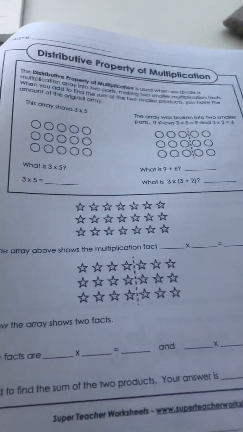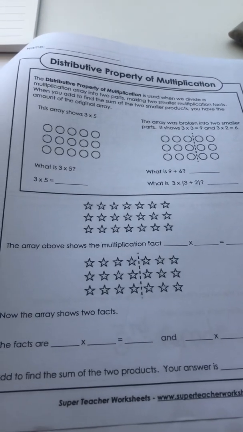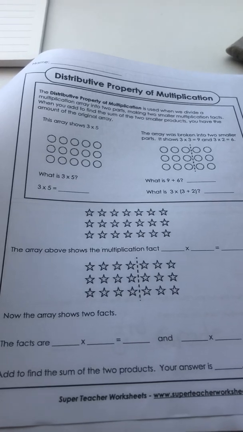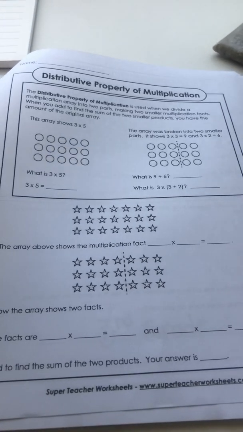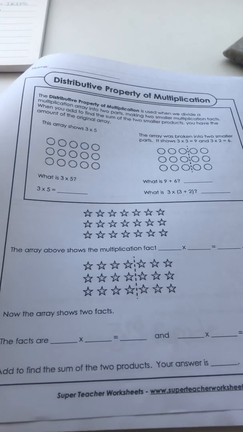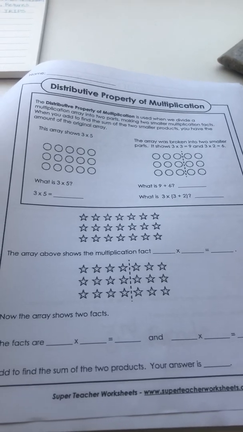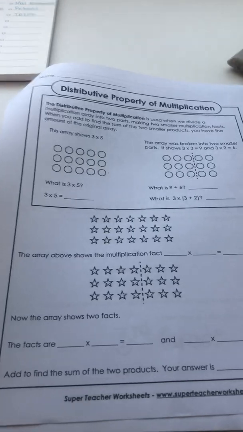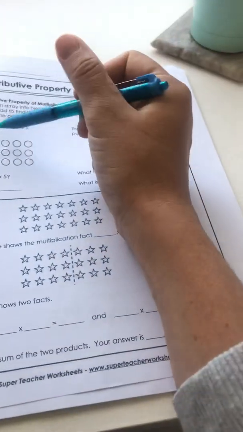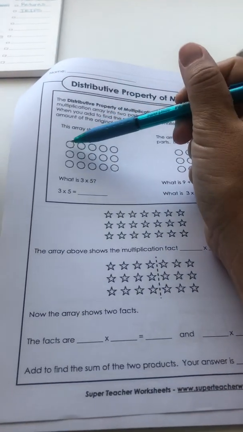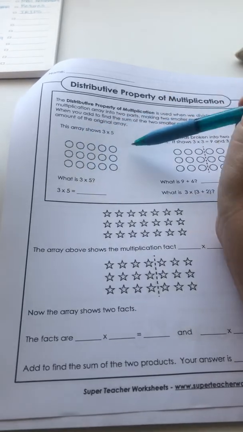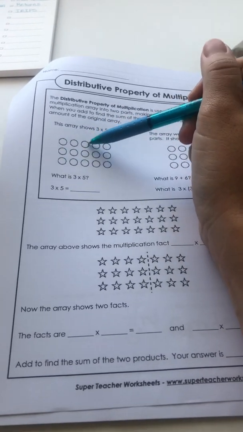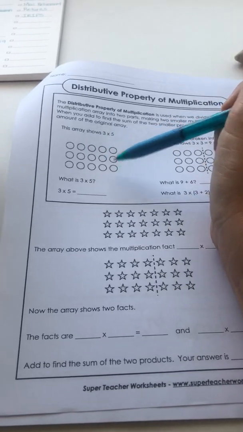It says the distributive property of multiplication is used when we divide a multiplication array into two parts, making two smaller multiplication facts. When you add to find the sum of the two smaller products, you have the amount of the original array. So let's look at this. This array shows 3 times 5. So 3 rows, 5 columns. So what is 3 times 5? 3, 6, 9, 12, 15.